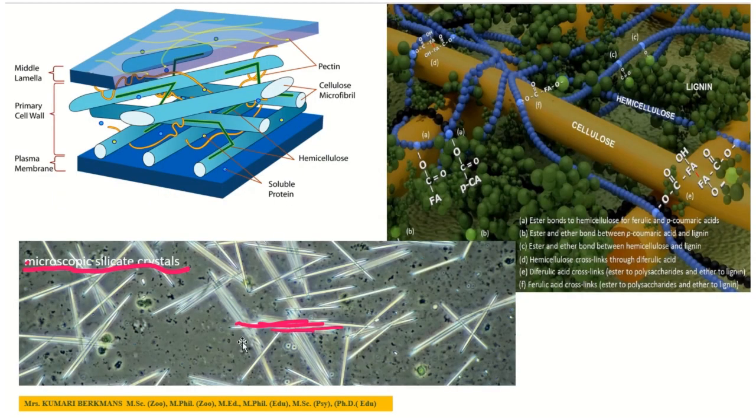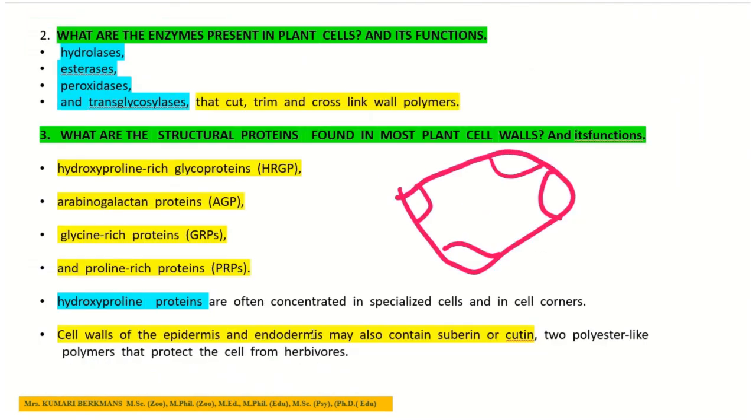Already we have seen one, that is microscopic silicate crystals, which protect the leaves of grass from grazing animals. And one more we have seen is suberin or cutin, which protect the cells from herbivores.